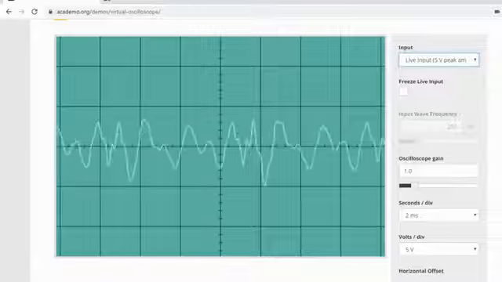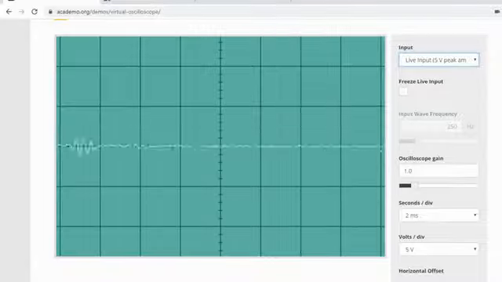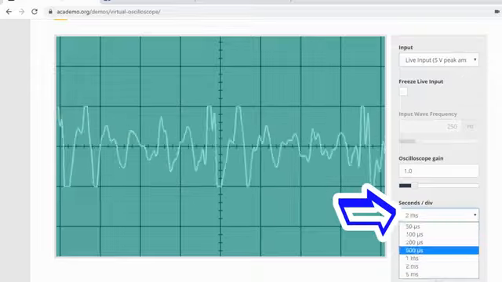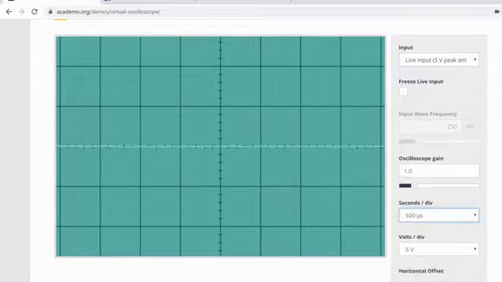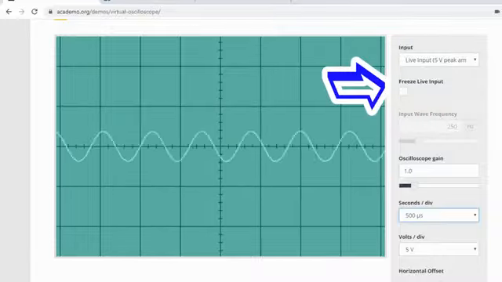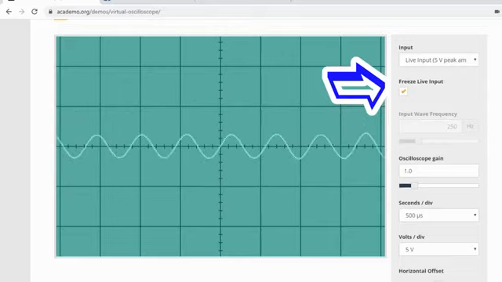Now, when I whistled, I noticed that the waves were really tight together. So I want to change my division seconds. I'm going to move that down maybe to 500 microseconds. I'm going to whistle again, and then I'm going to freeze the live input. There we go. So I have just captured the waveform for my whistle.